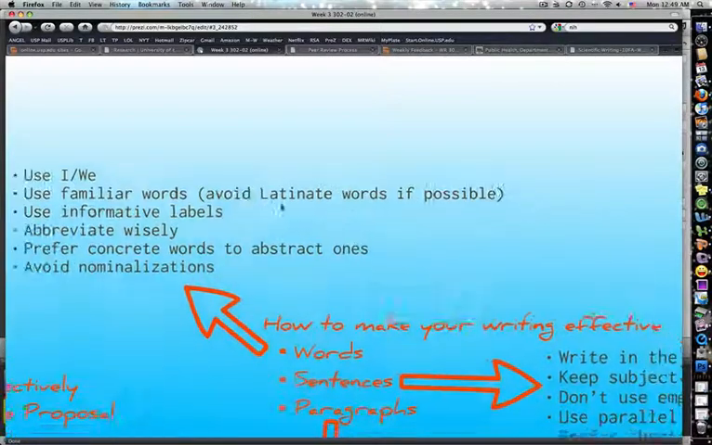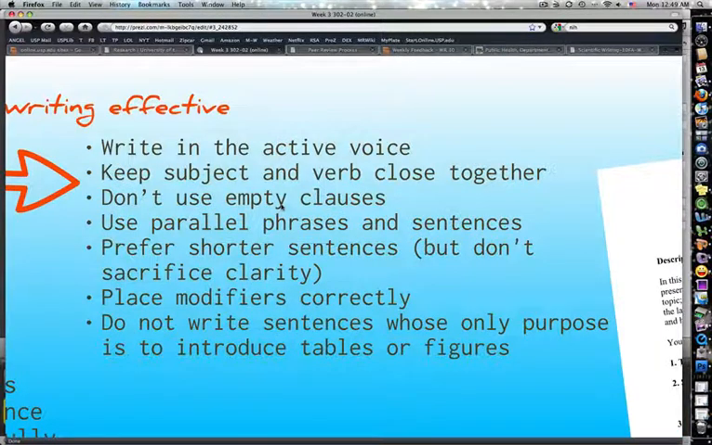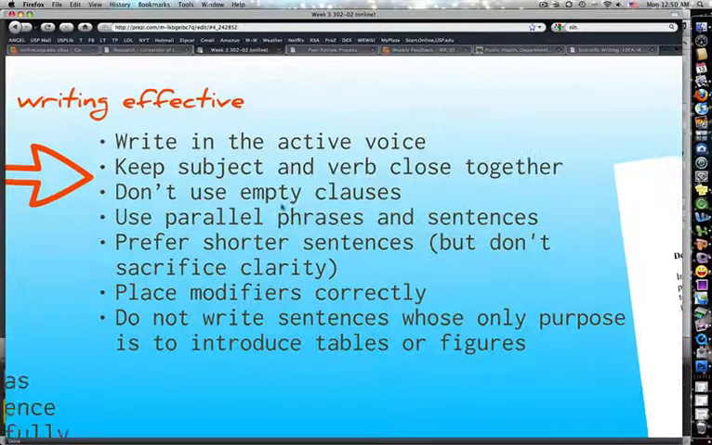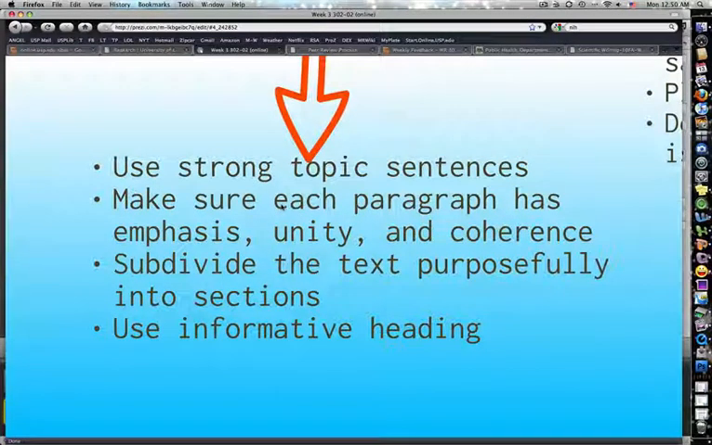You'll see how. At sentence level, write in the active voice. That's pretty simple. Keep subject and verb close together. Again, this is all very common sense advice, and we're going to get to practice some of that too. At paragraph level, make sure you use strong topic sentences and you check for emphasis, unity, and coherence. So your paragraph flows, has a strong point, it has good transitions, and stays on topic.